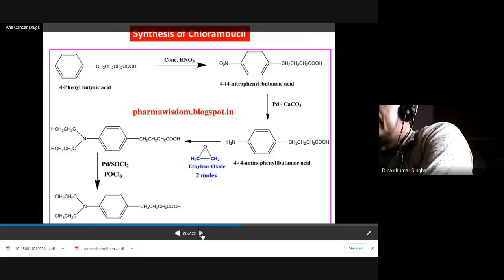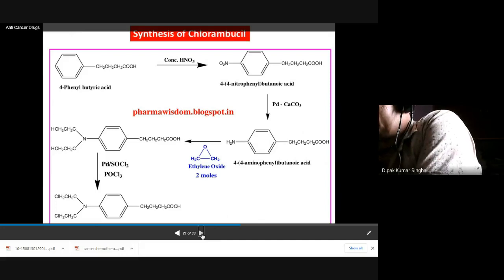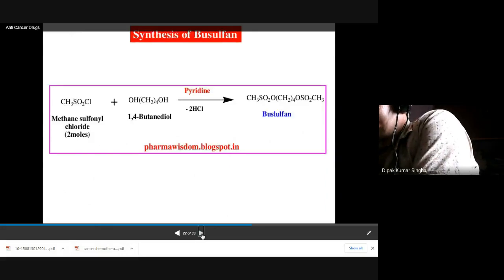So what are the synthesis? Not needed for these classes. It is needed for the pharmaceutical chemistry. Okay.